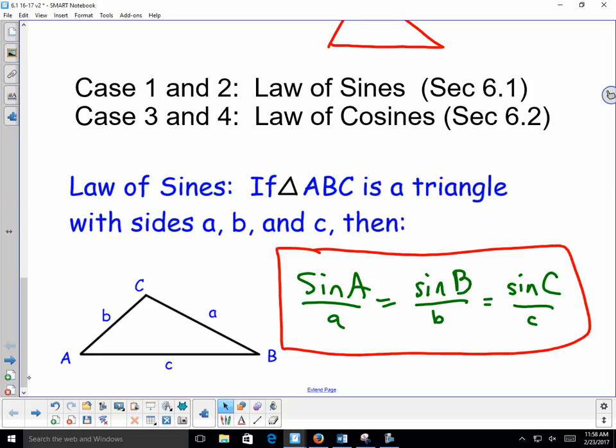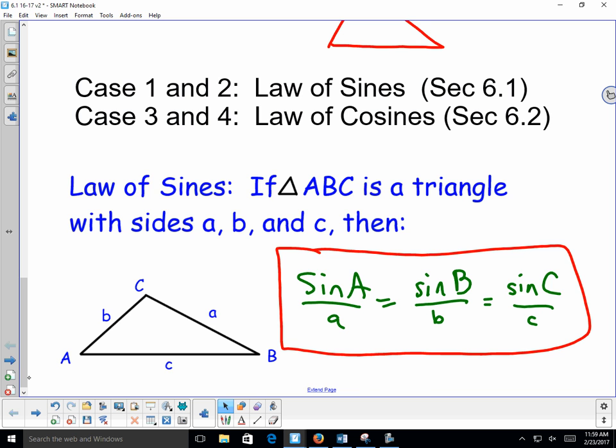Not a very difficult rule. It's just the sine of angle A divided by side a is equal to the sine of angle B over side b, and that has to be equal to the ratio of the sine of angle C over side c. That's it. That's the law of sines. The side that goes with the angle listed is opposite the angle? Correct. So the lowercase a is always the side length that's across from angle A, and so on.